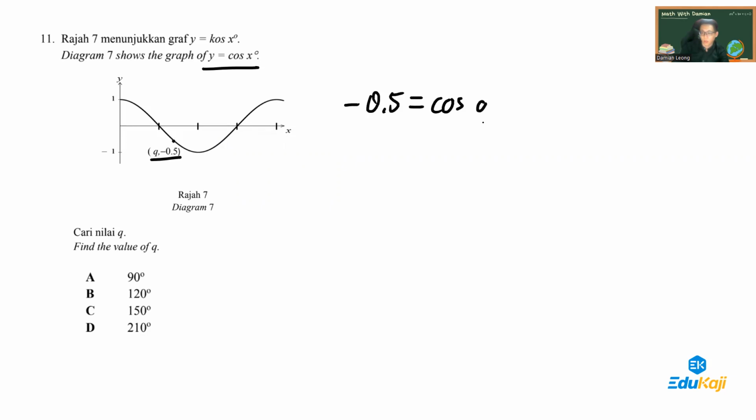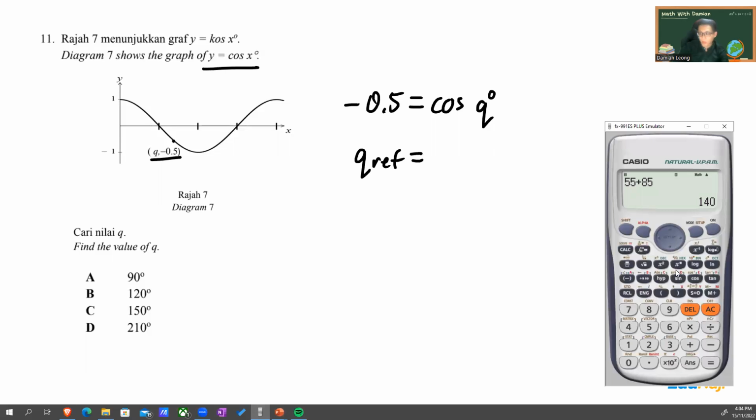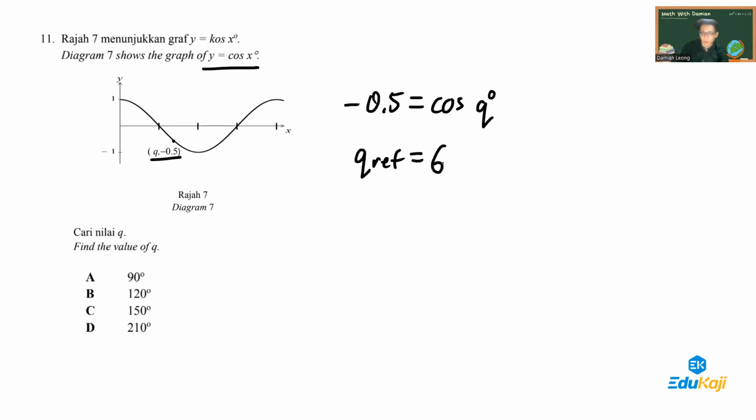Cos Q. So when you have sine, cos, tangent, what we want to do is find the reference angle of Q. That means we take cos inverse of 0.5 without the negative. So what do we do with the negative then? We look at ASTC.